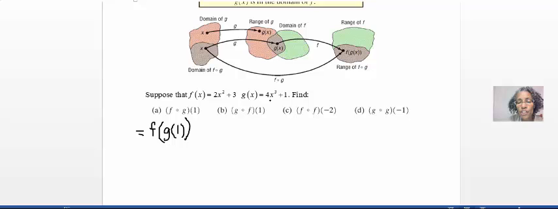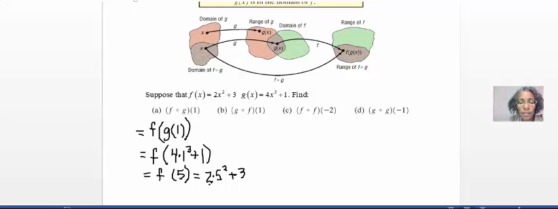Well, when you put 1 into g, you cube it, and whatever that is, you multiply it by 4, and whatever that is, you then add 1. And that's what you're going to put into f. So this is f of 5. And when I put a number into f, I first square it, then I multiply by 2, and then I add 3. So this is 53.